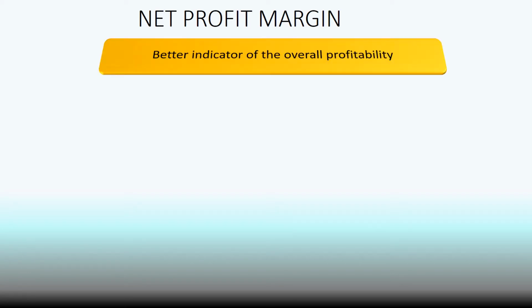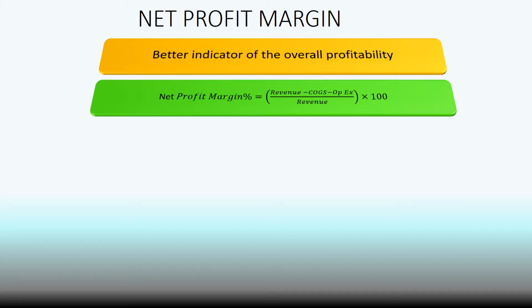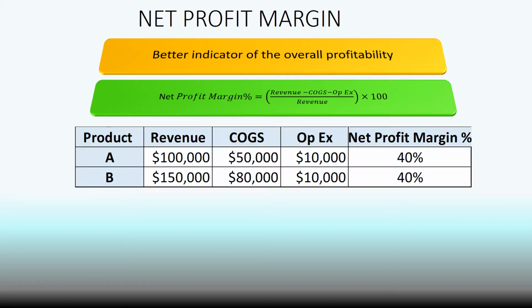Aside from gross profit margin, there's also net profit margin, and this is actually a better indicator of your overall profitability. The reason is because it factors in OPEX. The equation for net profit margin is revenue minus COGS minus OPEX, that quantity divided by revenue, then times 100 so it becomes a percentage. Now if we go back and take a look at product A and product B, and we use those same revenue numbers and COGS numbers we had before, but we factor in an OPEX of $10,000, our net profit margin on those two becomes the same.